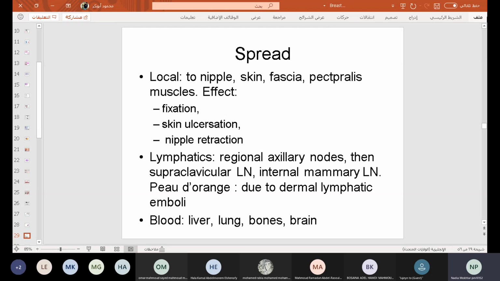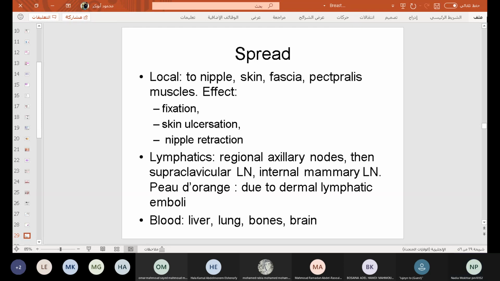Now the third component is the blood. Once the tumor cells get into the bloodstream, it can go almost anywhere. But there are organs that are more famous to receive metastasis, and to make it easy, they are the 2 L's and the 2 B's: the liver, the lung, the bones, and the brain. It can go anywhere else, the suprarenal, anywhere.